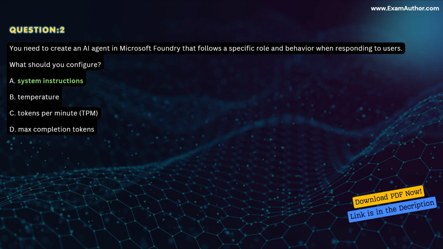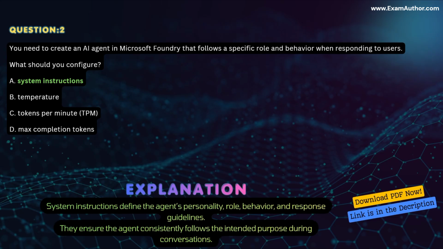System instructions. Explanation. System instructions define the agent's personality, role, behavior, and response guidelines. They ensure the agent consistently follows the intended purpose during conversations.